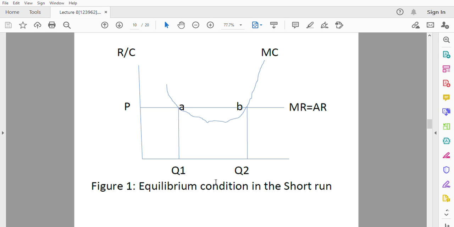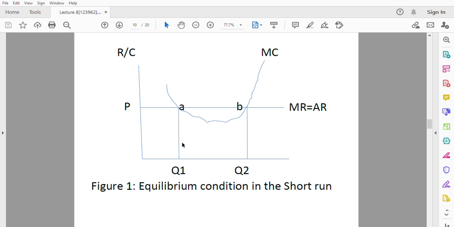The necessary condition is marginal revenue should be equal to marginal cost. And this marginal revenue is a horizontal line, which is also equal to the average revenue. At this point, at point A, we realize that marginal revenue is equal to marginal cost. But this quantity is a very low quantity, quantity 1. This is not the equilibrium point or the profit maximizing point.